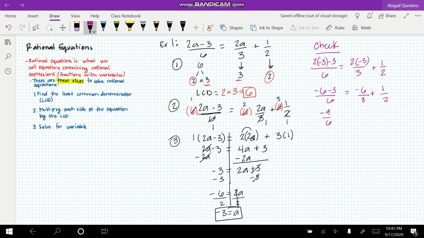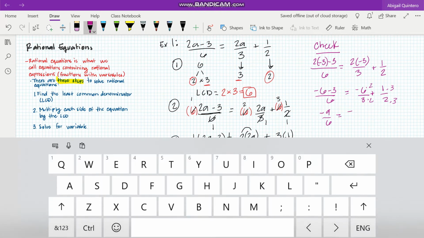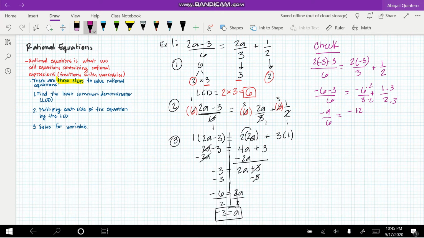And now let's go ahead and multiply this side by 2 and this side by 3. So now we have negative 6 times 2, which is negative 12 over 6 plus 3 over 6. And then where we have negative 9 over 6 equals negative 12 plus 3 is actually negative 9. Now we were able to combine the top numbers because we have the same denominator.